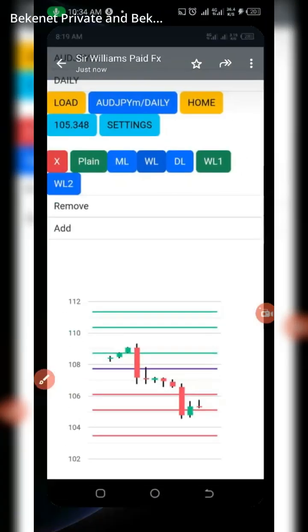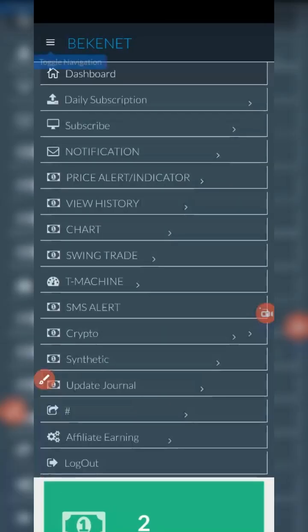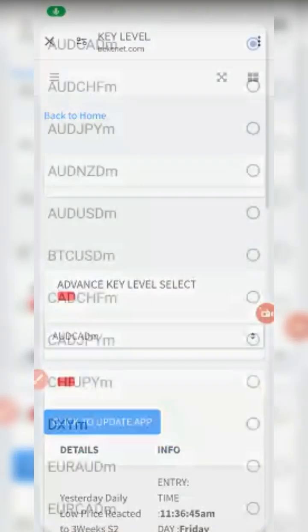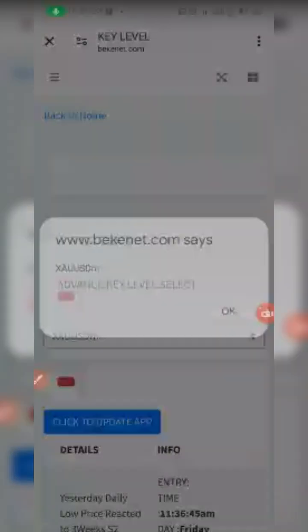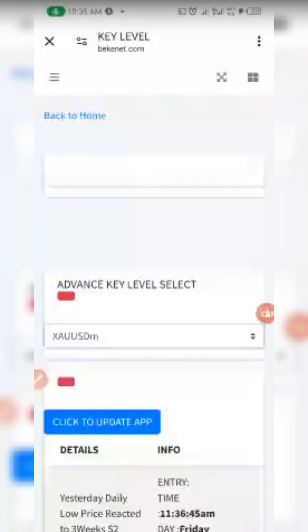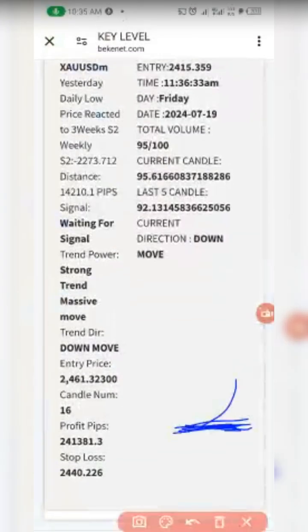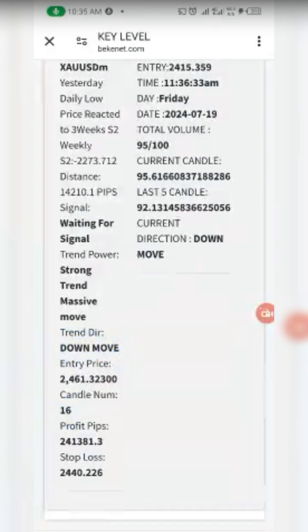So now let's go directly to the app. Let's say, for instance, we take Smash 100. Let's pick any of the pairs. Let me use gold. I like trading gold. I don't know why. Let's come here, select gold. Let's say gold is giving us an up move. It has been buying for 16 hours. Okay, down move. It has been selling for 16 hours. So let's go to the inbuilt chart.